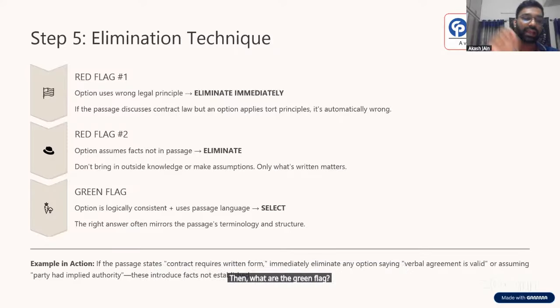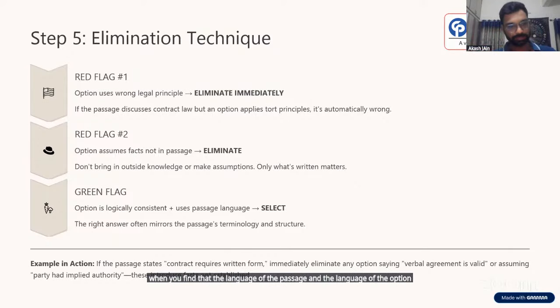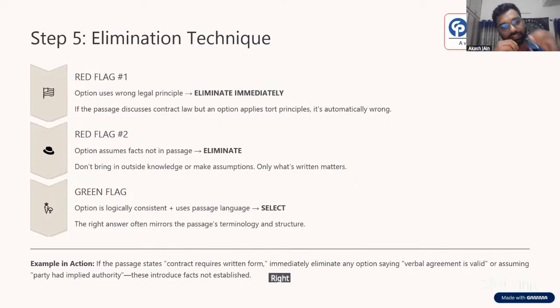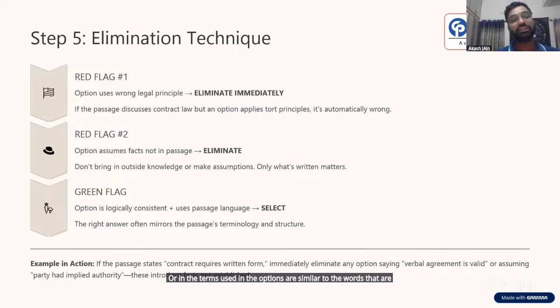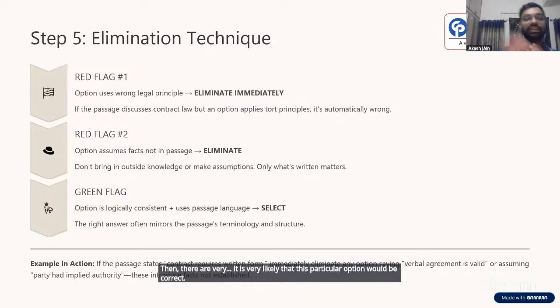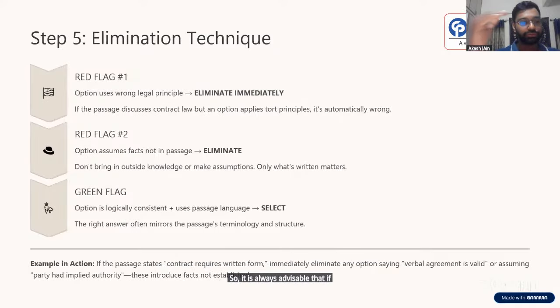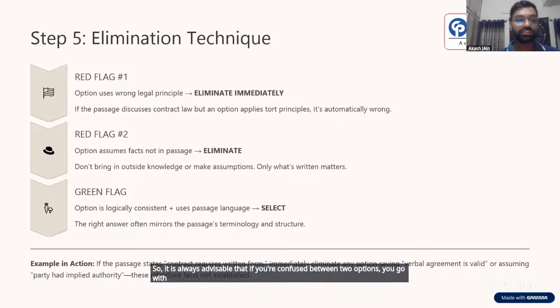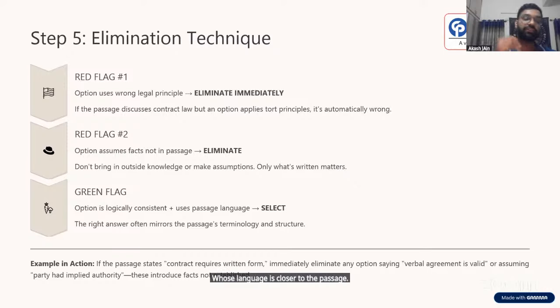The biggest green flag in the options is when you find that the language of the passage and the language of the option is somewhat similar, right? If the terms used in the options are similar to the words that are used in the passage, then it is very likely that this particular option would be correct. So it is always advisable that if you're confused between two options, you go with the option whose language is closer to the passage, especially if you're confused between two options.